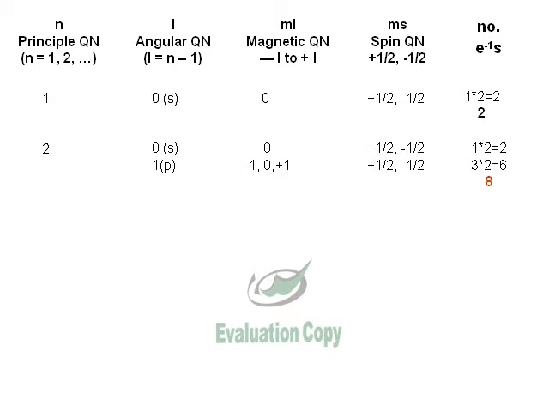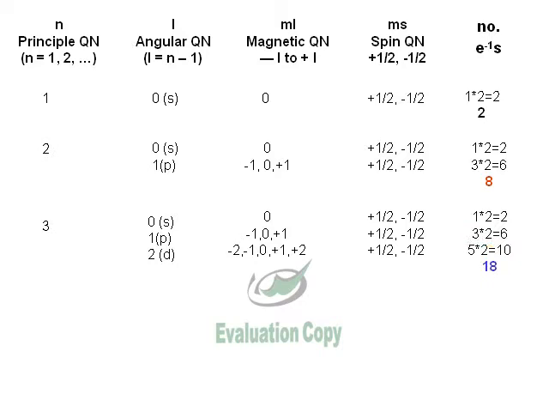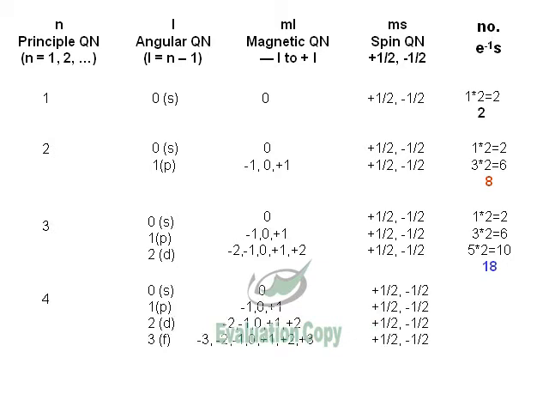Then comes n equals 3. This will introduce one more angular quantum number called d, giving me a total of 2 plus 6 plus 10 electrons, equal to 18. And n equals 4 introduces f, and if you calculate it, it will give you a total of 2 plus 6 plus 10 plus 14, giving me a total of 32 electrons in level 4.